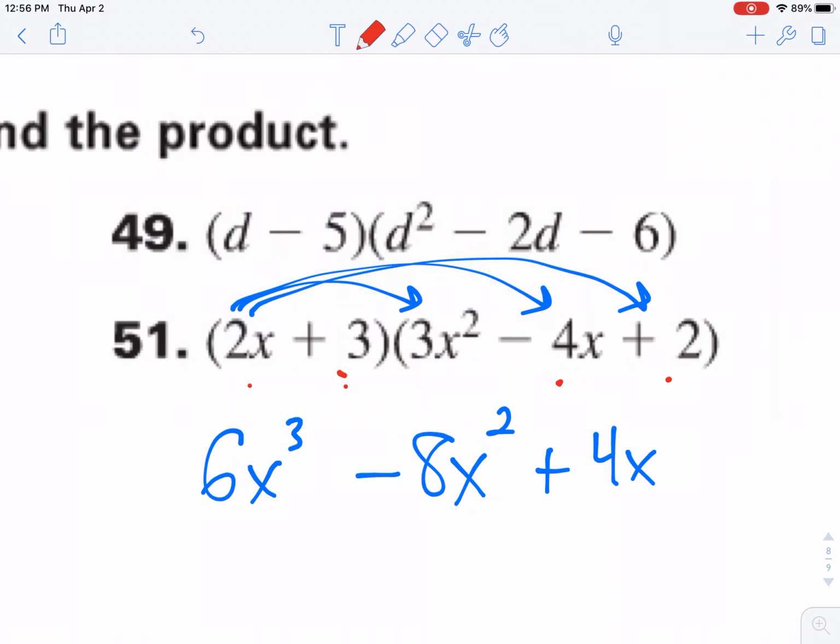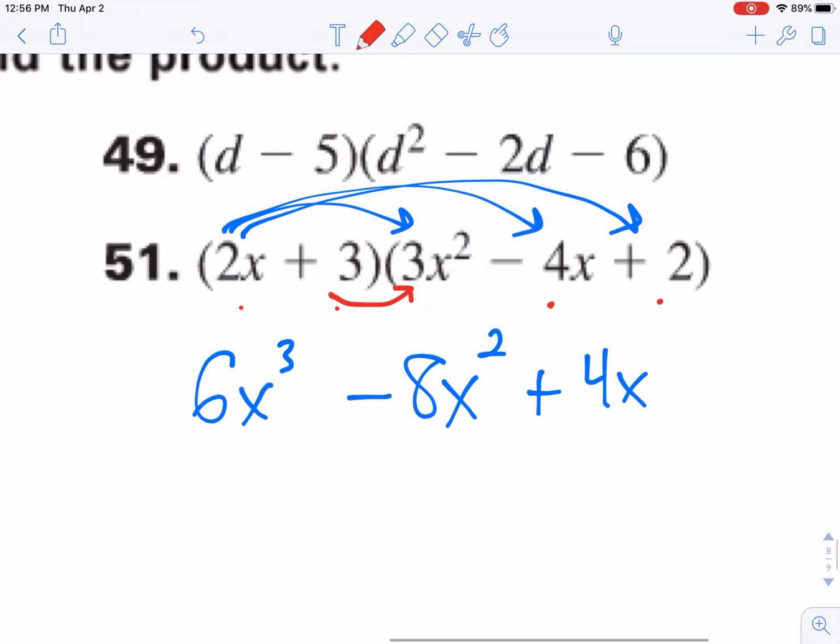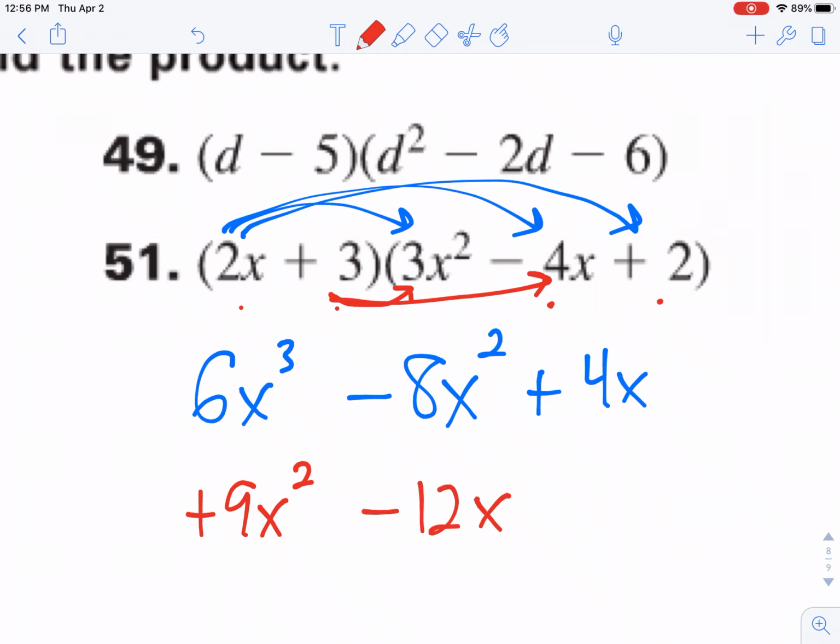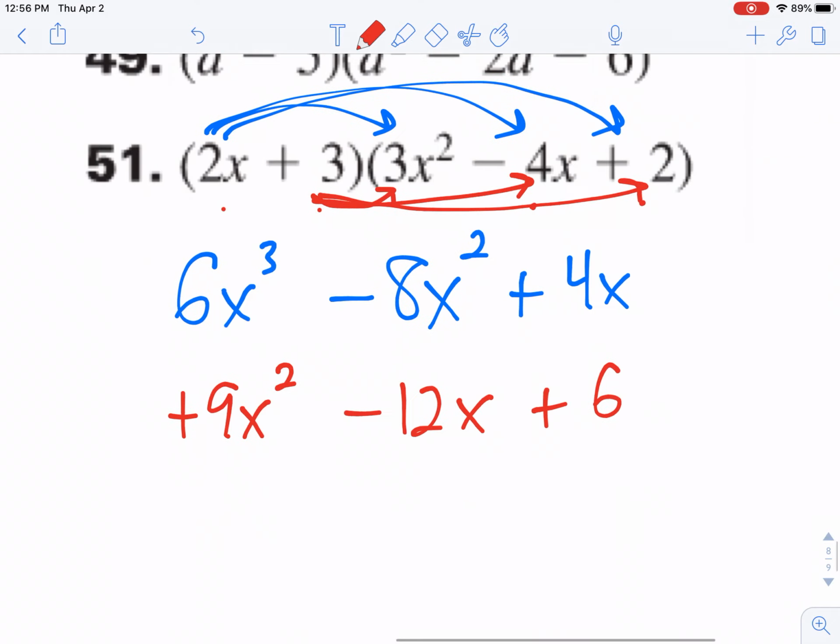Then we have all these inner ones. So positive 3 times 3x squared is plus 9x squared. Positive 3 times negative 4x is negative 12x. And then positive 3 times positive 2 is positive 6.